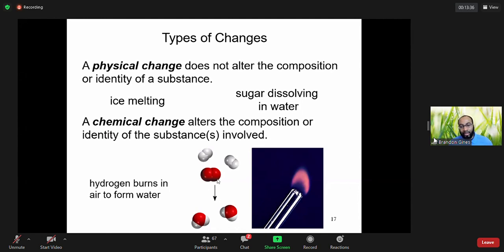But we can combine hydrogen and oxygen in such a way, as long as we supply some energy to it, in this case burning it, so we're applying some fire to it. The molecules are rearranged in such a way that we form an entirely new substance, which is water, H2O. So this represents a chemical change here. Whenever you have a rearrangement of atoms to form new substances, new compounds, it's a chemical change. So make sure you can decipher the difference between a chemical change and a physical change, not only by the definition, but by example.